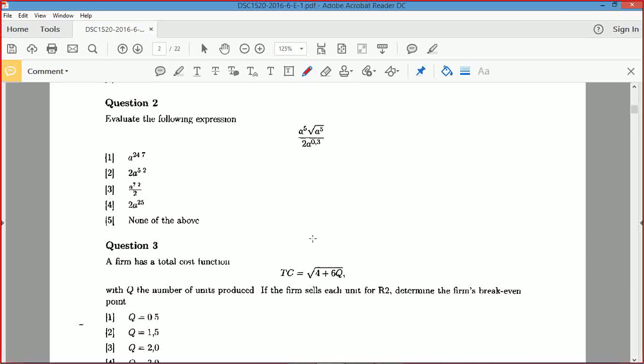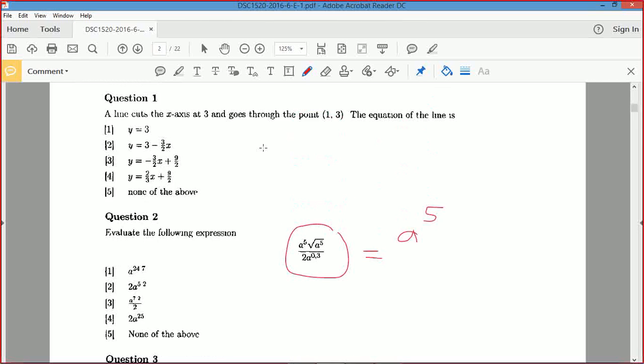Okay, question 2. Evaluate the following expression. When you see something like this, what must you do first? Simplify. Yes. Okay, try write this in a better format. Right, so if I write this in a better format, okay, we spoke about this on Tuesday again, just to revise again.